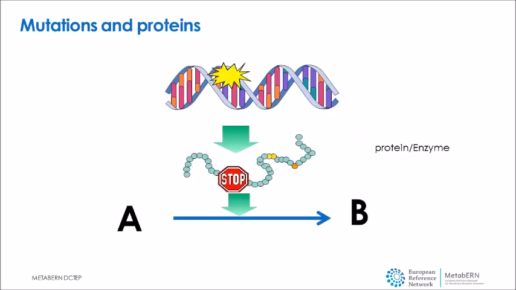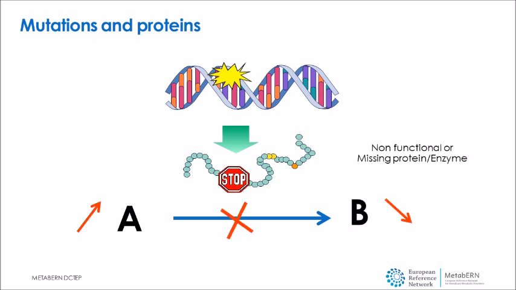In a normal enzymatic reaction, a compound A is transformed into a compound B thanks to the activity of a functional enzyme, which is synthesized thanks to a functional gene. In case of mutation of the gene that encodes that particular enzyme, the enzyme is not synthesized, is truncated, or is not functional, with the consequence of an increase of the compound A upstream of the enzyme deficit and a reduction in compound B downstream of the impaired enzyme.